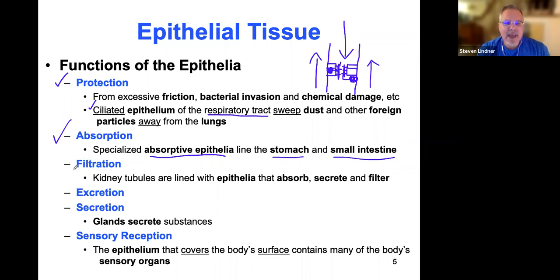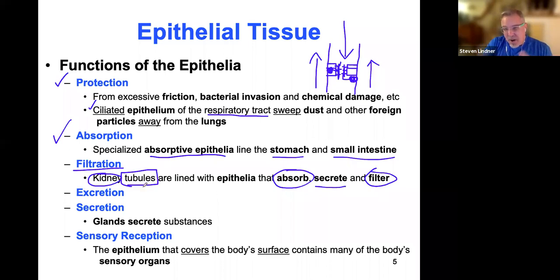Epithelium can act as a filter, especially around the kidneys and inside the kidney tubules. There's the word tubules again. The kidneys are not only filtering, they can absorb certain things and they can secrete things from the body. So different types of epithelium line the kidney tubules, and depending on what part of the tubules we find it, it can filter, it can absorb and say, hey, we don't need this, let's get rid of it. So that's kind of neat.